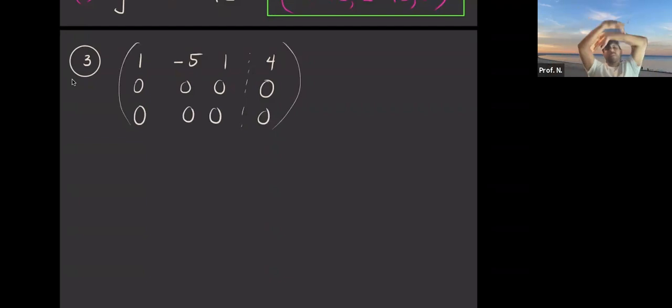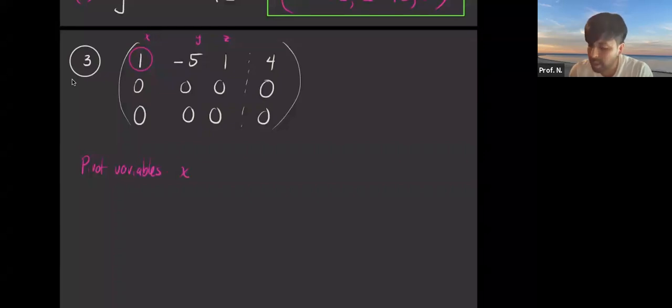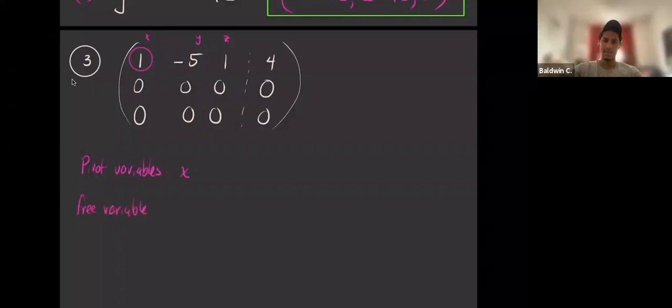So I did all these elementary row operations, and I get this row reduced echelon form of a matrix. I only have one leading one. Do you see that? I only have one pivot. So what are the pivot variables? Is it just x in this case? It's just x, because I only have one. And then what are the free variables? Y and z.